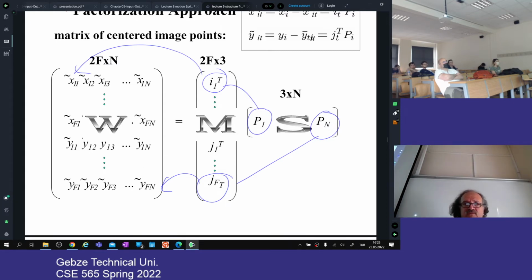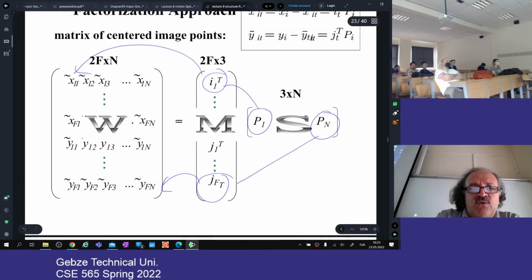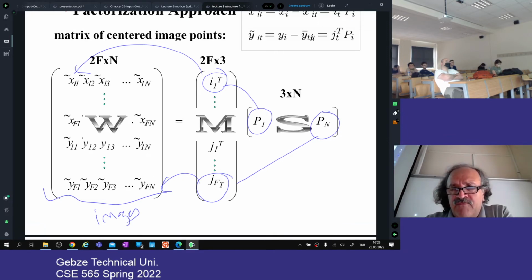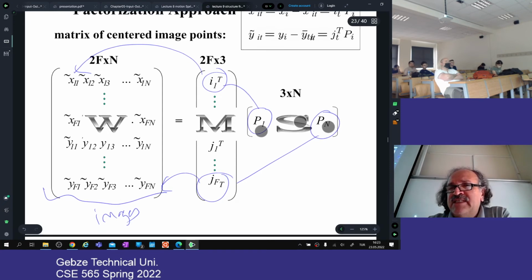Okay? This part, I know all of them, 2f by n. I know all these points. This part only comes from the images. This part is the unknowns, okay? If we look at it carefully, this part is just about the seen points, right?